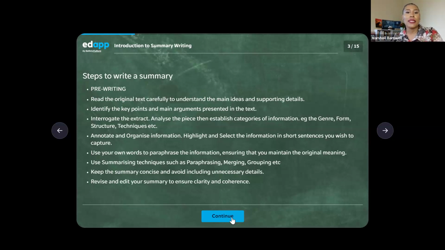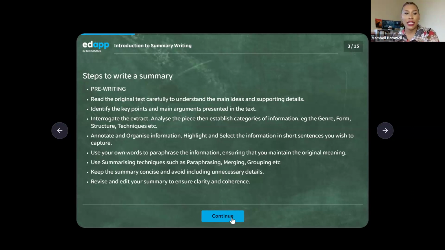Now, the gist will basically tell us what is the topic, what this essay is about, what type of essay it is, etc. So we read just so that we can know what is the piece of content that we're engaging in. Next, we will identify key points and main arguments presented in the text. Then you will interrogate the extract.